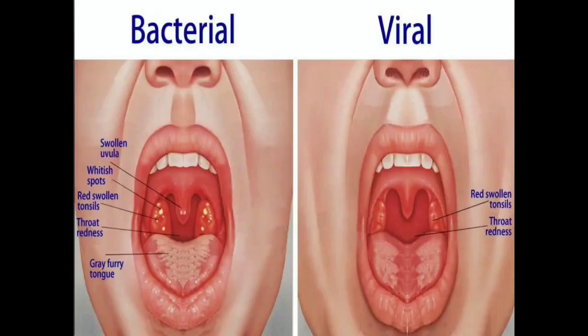Bacterial versus viral tonsillitis. In viral tonsillitis, only red swollen tonsils and throat redness is seen. In bacterial, the uvula is swollen, there are whitish spots, tonsils are swollen and throat is red, and the tongue becomes grey furry.